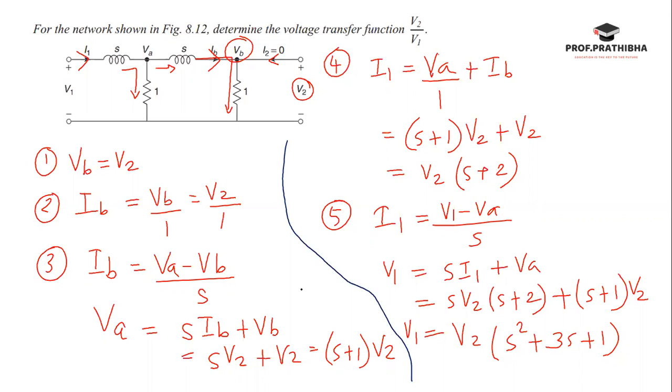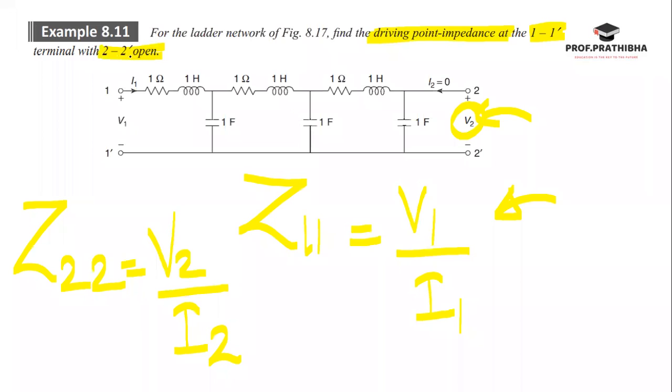Ma'am, can you explain the last part once again? Which last part? Ma'am, about the 2 dash opening. The Z1 and Z2 part is very clear. If 2 is open, then take V1 upon I1, meaning remove 2, because it's open circuit basically. And if it is 1 open, then you have to write 2 here.